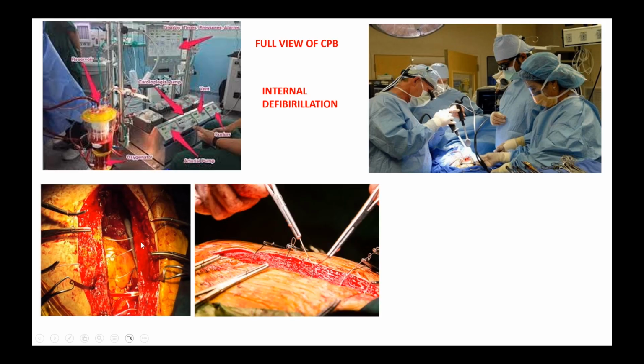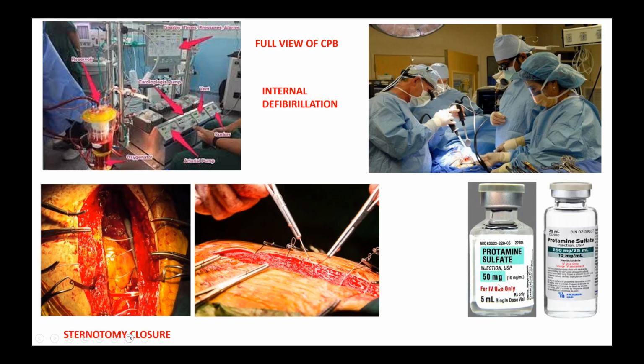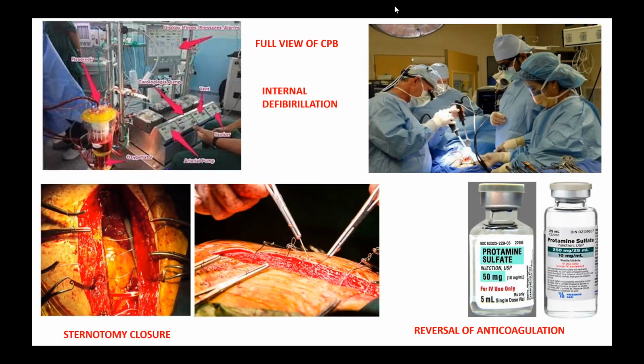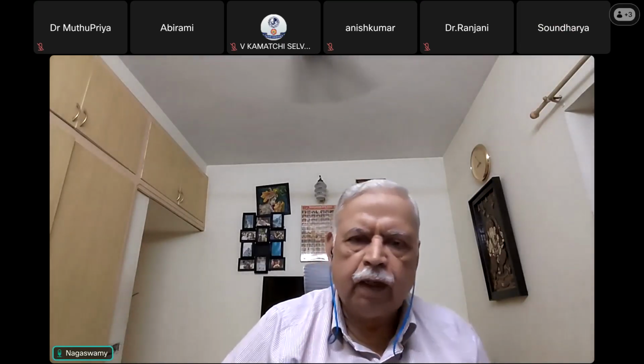Normally they use wires to close the wound, and sternotomy closure is done, and the heparinization is reversed with protamine. So protamine is available in two forms: 50 milligram in a 5 ml vial, so 10 milligram per ml, and 250 milligram in 25 ml, which is also 10 milligram per ml. So reversal is done, and then the patient is decannulated. Okay? So these are the things about cardiopulmonary bypass.